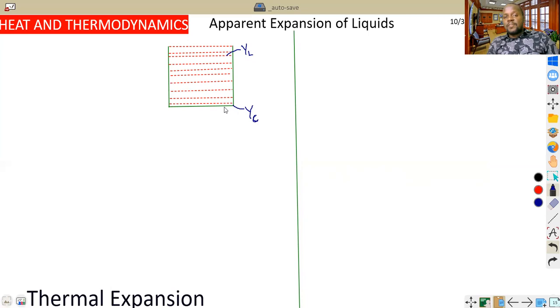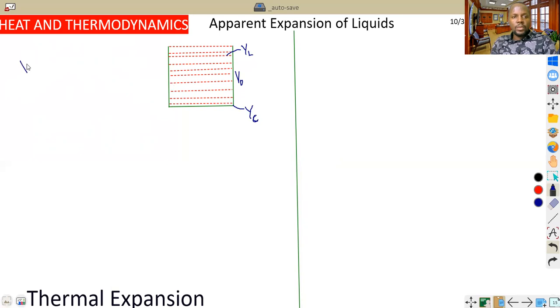So let's say the initial volume of this thing, because when we talk about liquids, we talk about volume expansion, or cubic expansion. So the initial volume of this container, the space occupied by an object is called volume, is taken as V naught. From what we have studied, we consider the two, one by one. I want you to understand what they call apparent expansion. That is why I'm doing a simple experiment to explain this in detail.